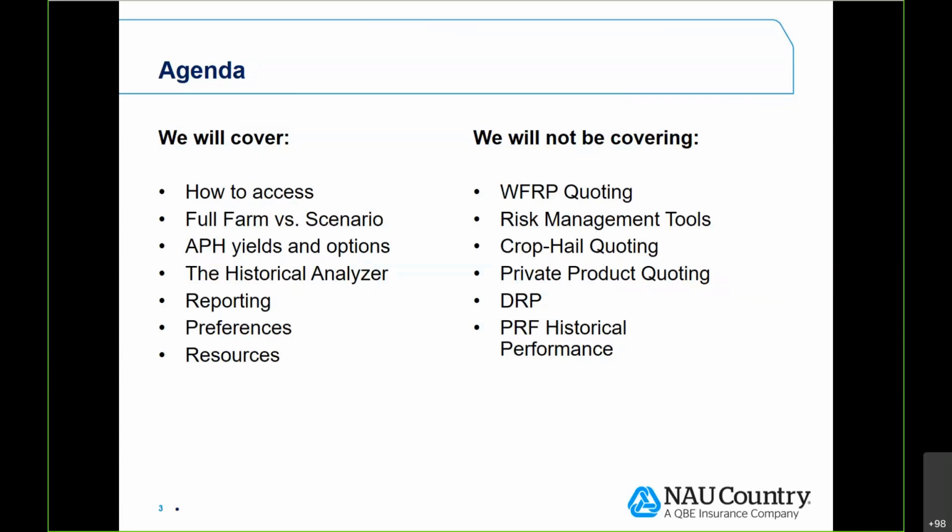A lot of what we're going to go over today is going to be just a refresher and a recap to remind you how it works, but we are also going to touch on some new items such as some of the new ECO functionality that we have in there as well. Some of the items that we're not going to have the ability to touch on today is going to be whole farm quoting, the risk management tools, crop hail and private product quoting, DRP, and the PRF historical performance items. Again, if you do have any questions on those immediately, though, your marketing rep will be able to assist with those at any point in time.